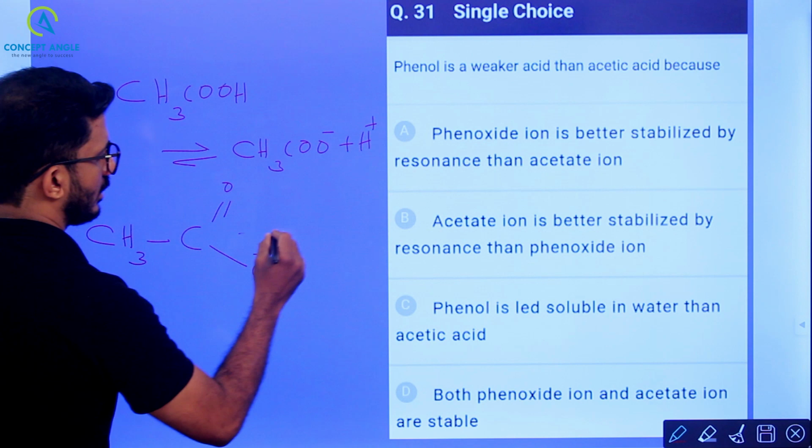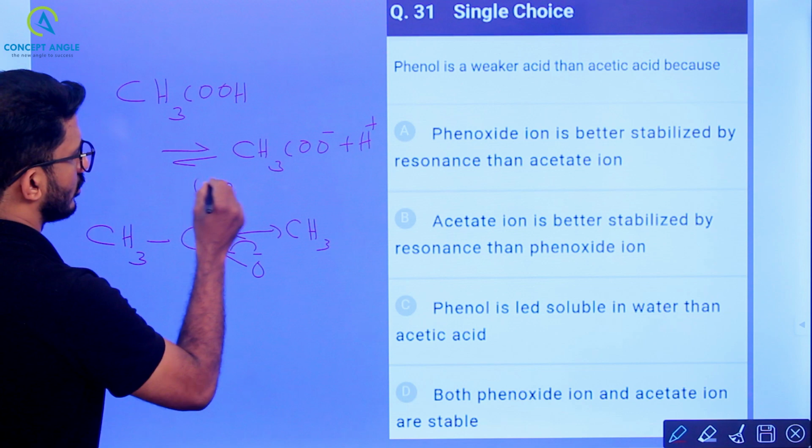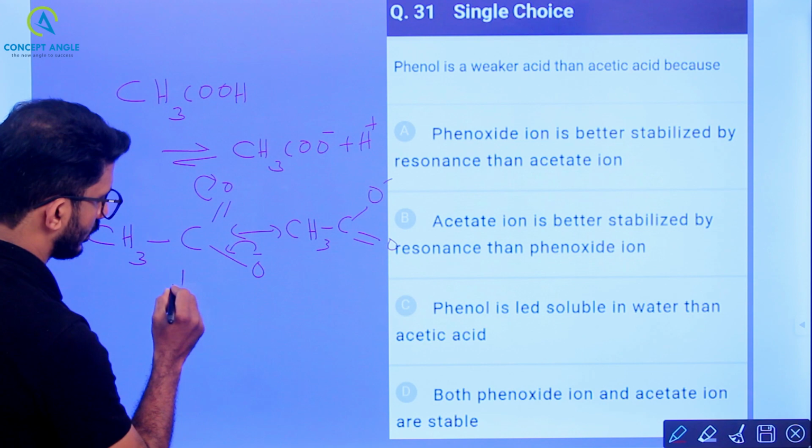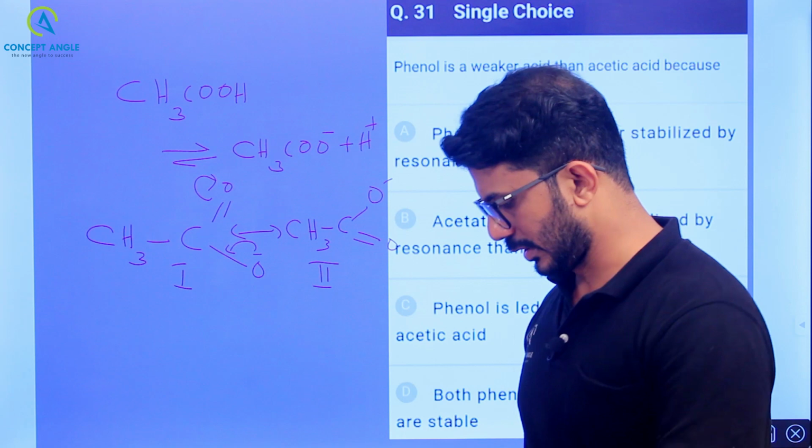This electron is shifted to here, this electron is shifted to here, that is CH3 C O minus double bond O. This is one resonance structure, this is the second resonance structure. Before explaining this resonance structure, let's take phenol.